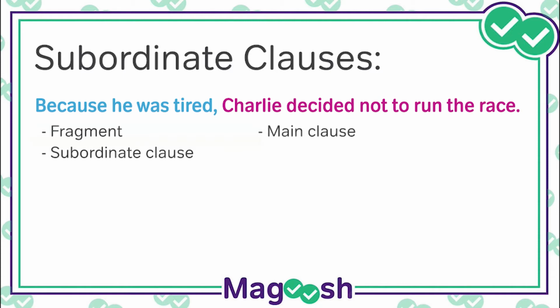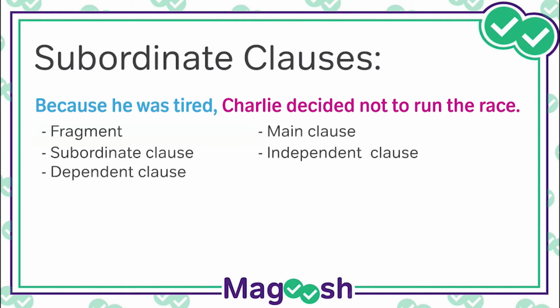Charlie decided not to run the race. In other words, the big idea is that Charlie didn't run the race. A subordinate clause is also called a dependent clause because it depends on another clause. Otherwise, it's just a sentence fragment. Similarly, a clause that is a complete sentence is called an independent clause. It's independent. It doesn't need to rely on any other clauses to be a sentence.